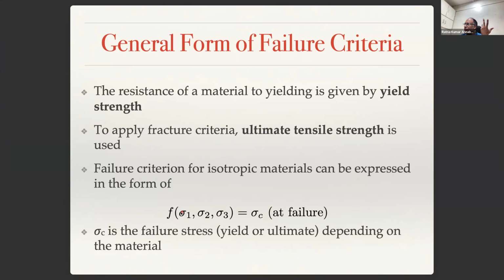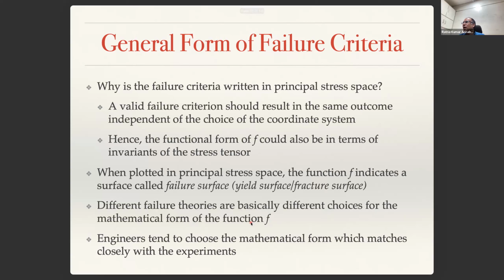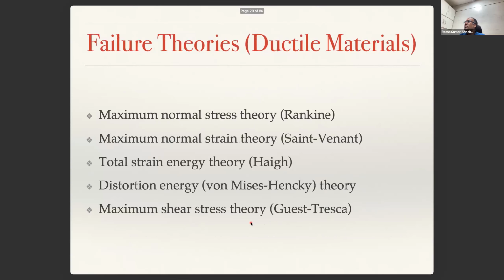And the failure theory looks like a function of sigma 1, sigma 2, sigma 3 must be equal to some constant value, some critical value. That critical value could be yield strength if it is a ductile material, or ultimate tensile strength if it is a brittle material. Okay, that is what we are trying to reach.